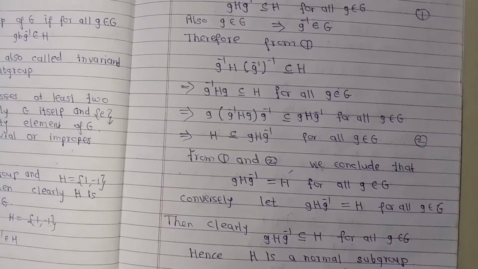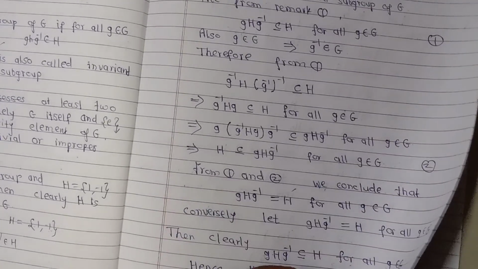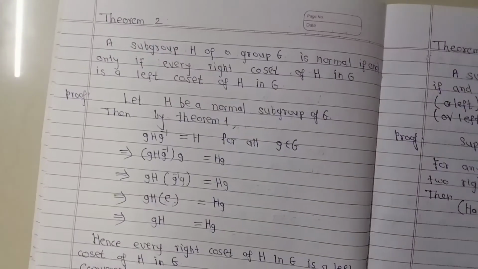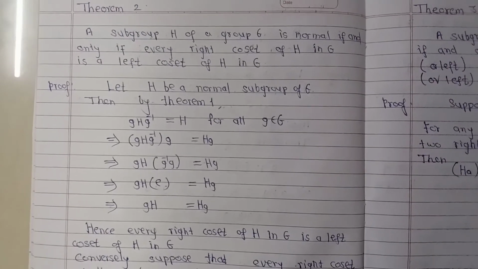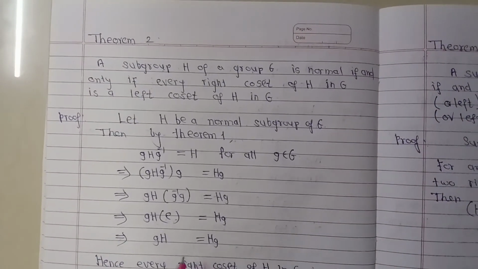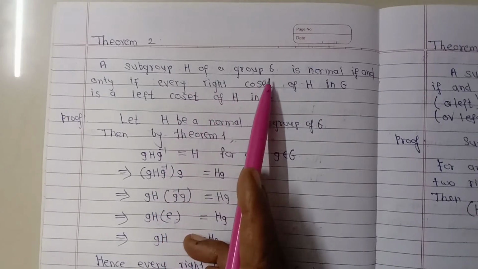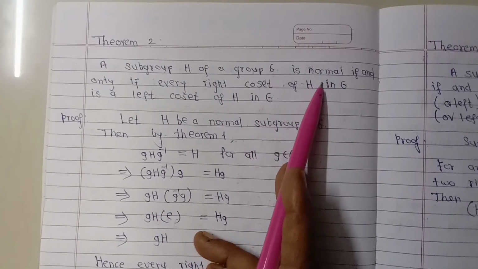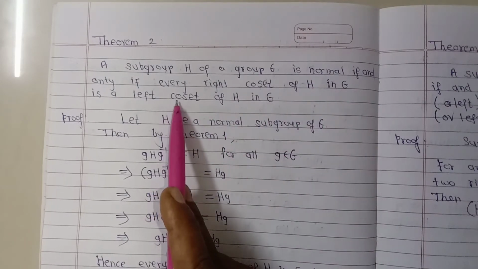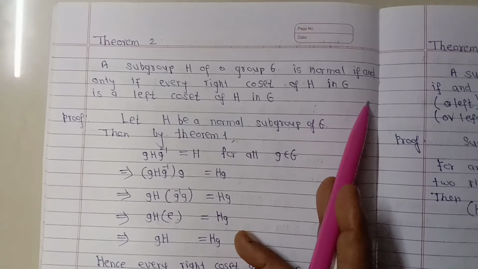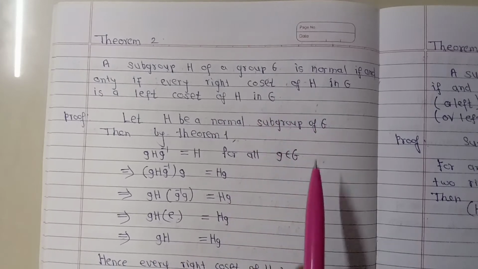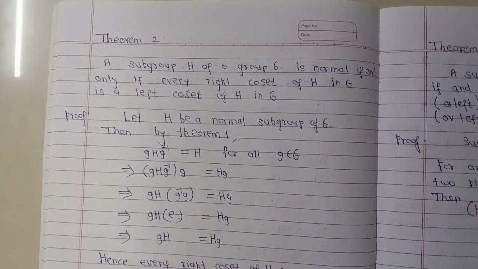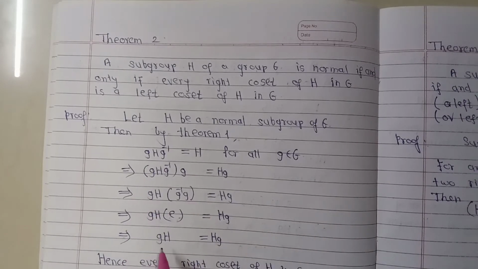Now we consider another theorem. Theorem 2. The statement of this theorem is: a subgroup H of a group G is normal if and only if every right coset of H in G is a left coset of H in G. That means gH equals Hg. Let us consider the proof of this theorem.